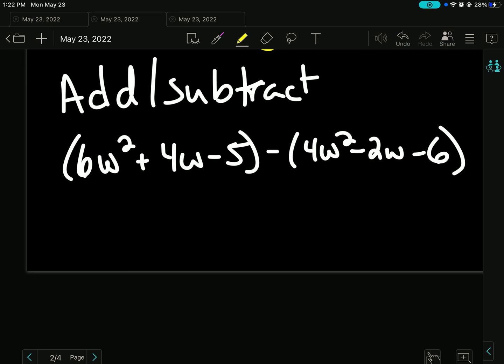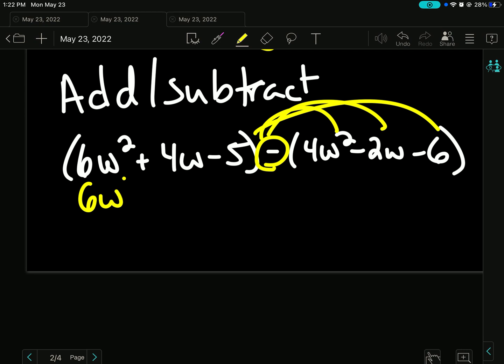Okay, so I have this polynomial here, 6w squared plus 4w minus 5, all minus 4w squared minus 2w minus 6. I'm only going to do a subtraction problem because if you can do a subtraction problem, you can do an addition problem. Okay, remember, if this is a minus here, we need to distribute that to every piece.